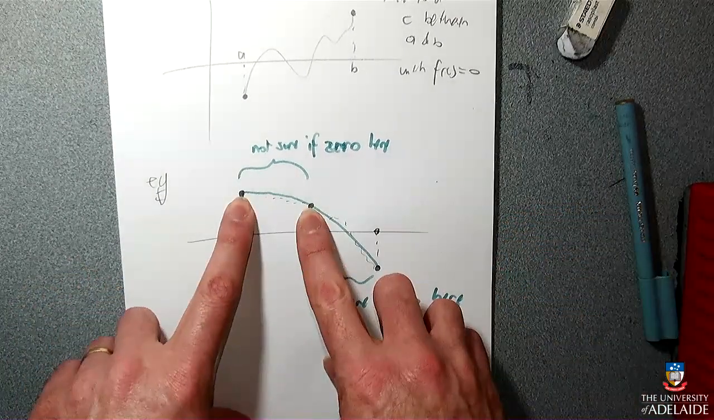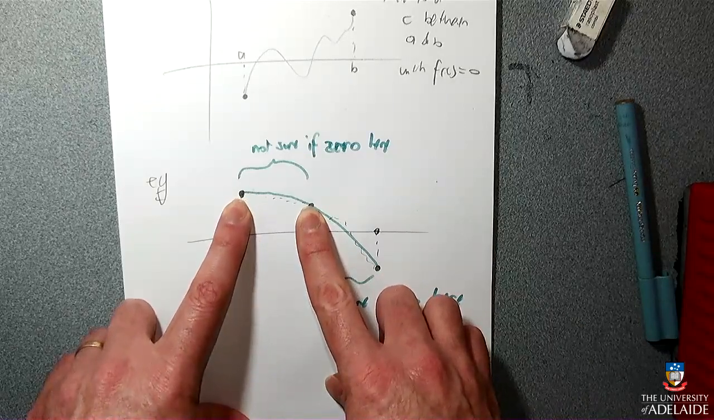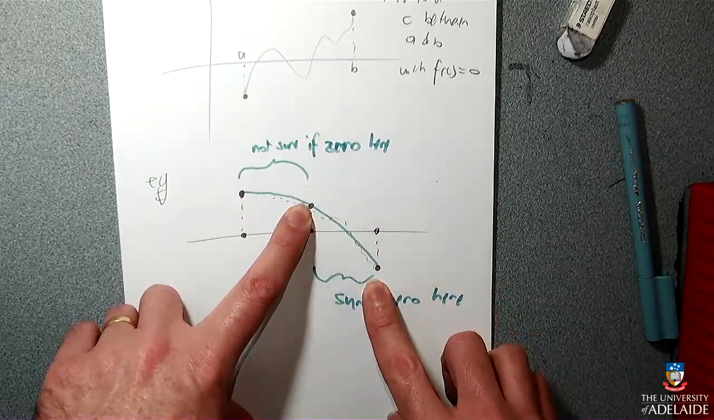These are both positive, so I can't be sure if it's 0 in this spot. It might be, but I don't know. But I'm absolutely certain it's 0 somewhere in between here and here, because one's positive and one's negative.